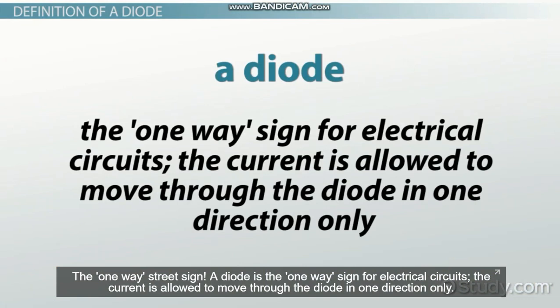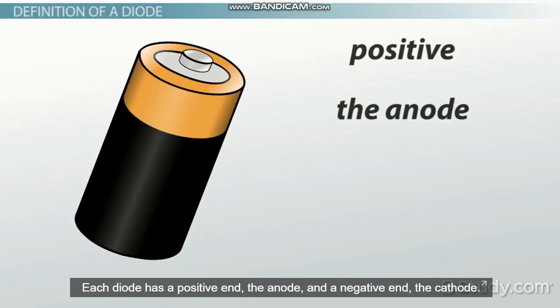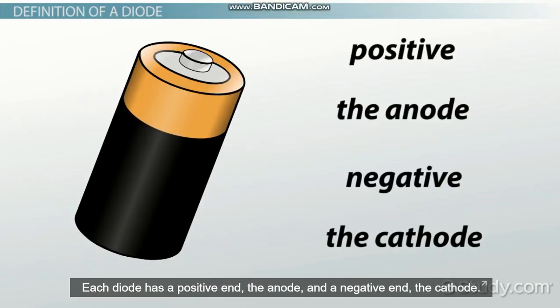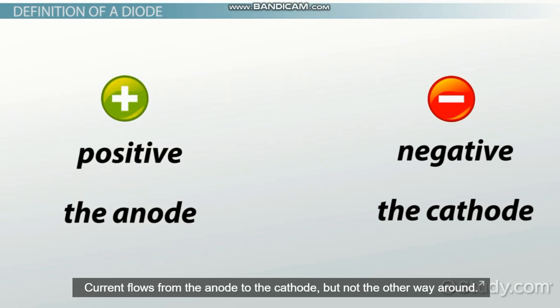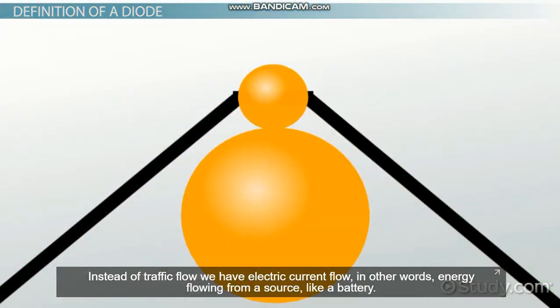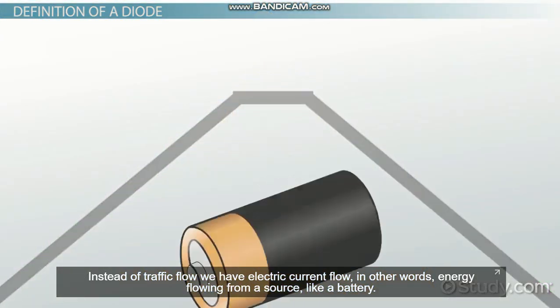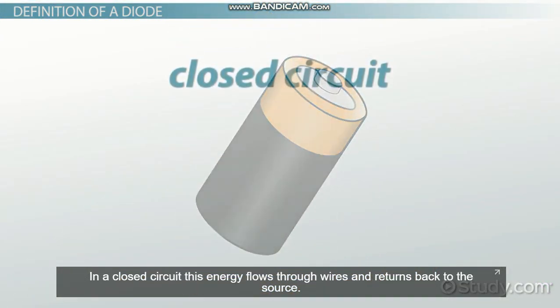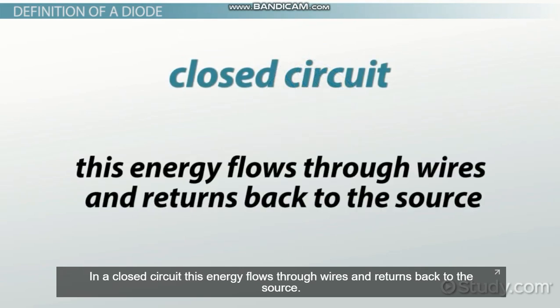The current is allowed to move through the diode in one direction only. Each diode has a positive end, the anode, and a negative end, the cathode. Current flows from the anode to the cathode, but not the other way around. Instead of traffic flow, we have electric current flow. In other words, energy flowing from a source, like a battery. In a closed circuit, this energy flows through wires and returns back to the source.